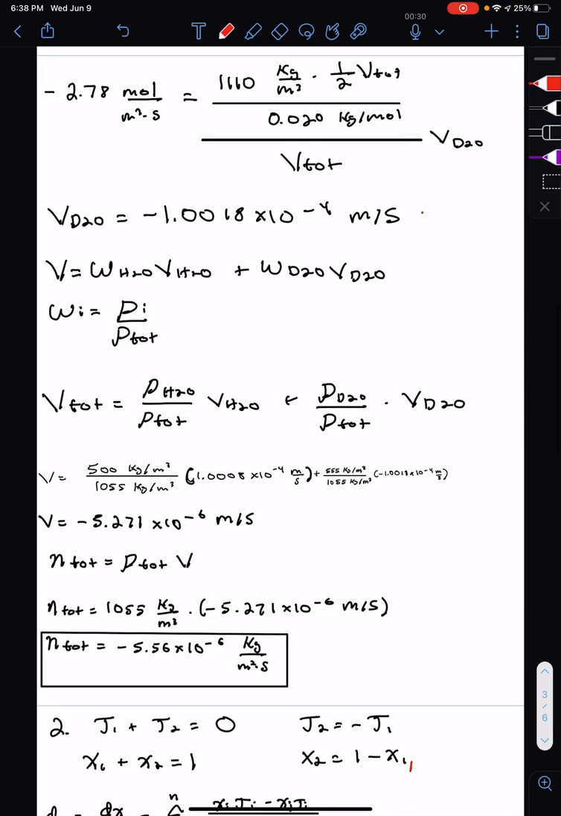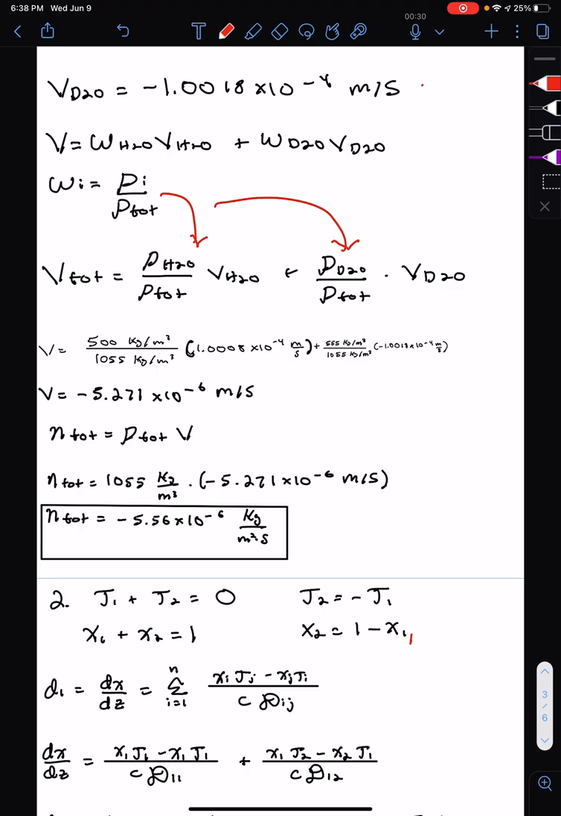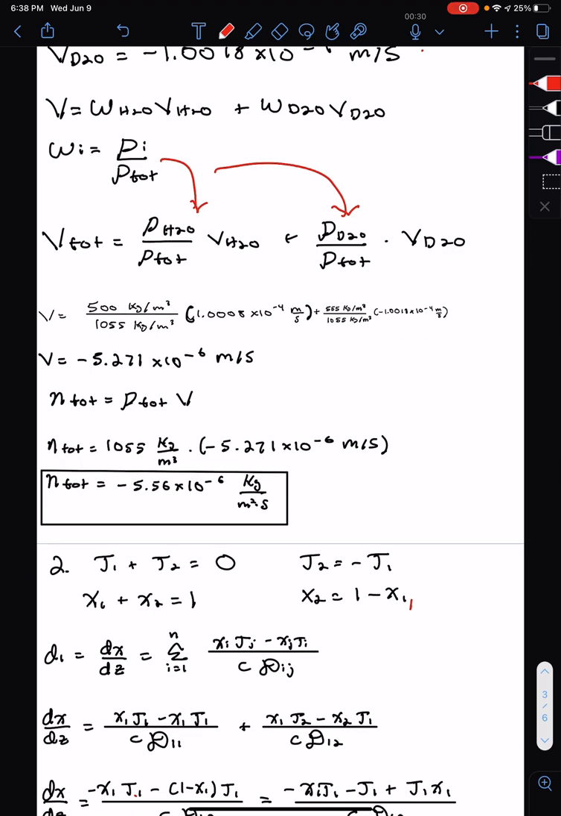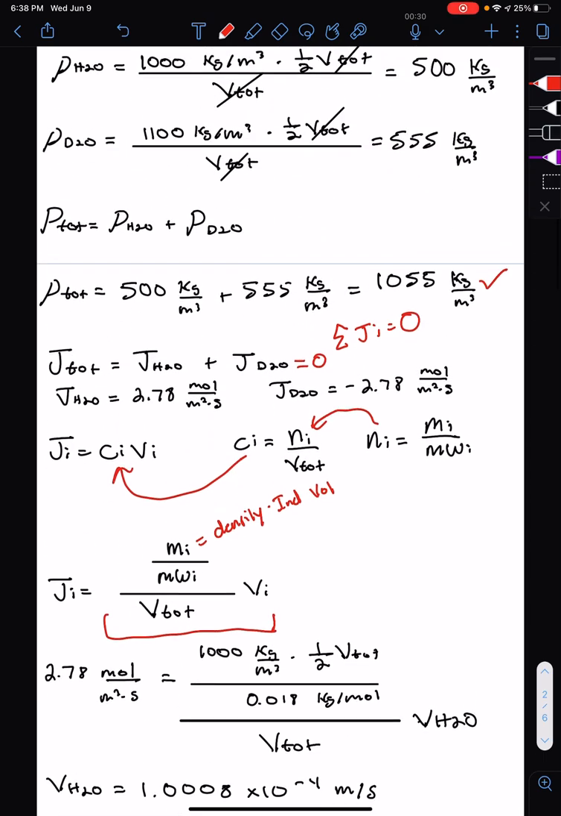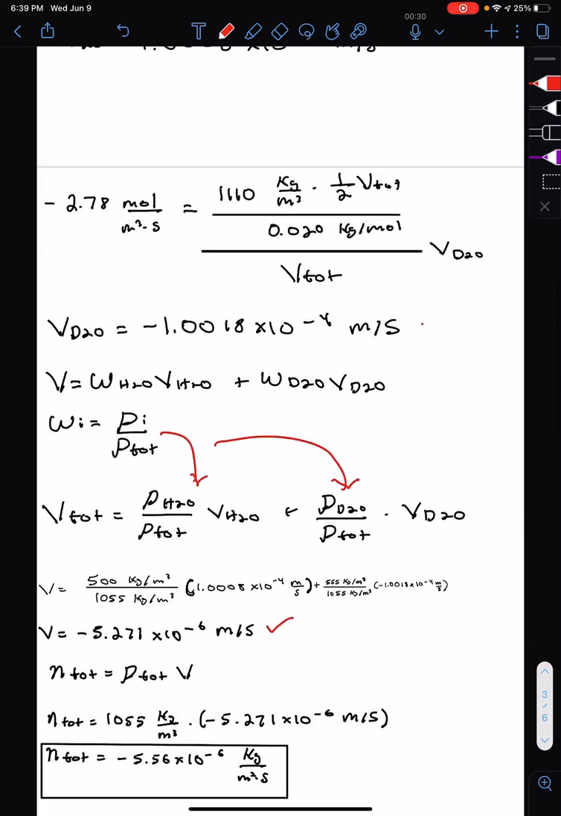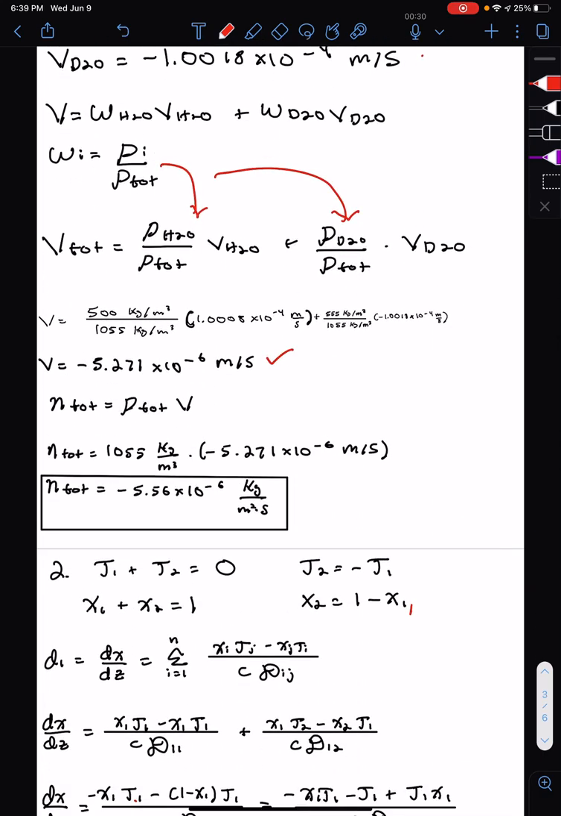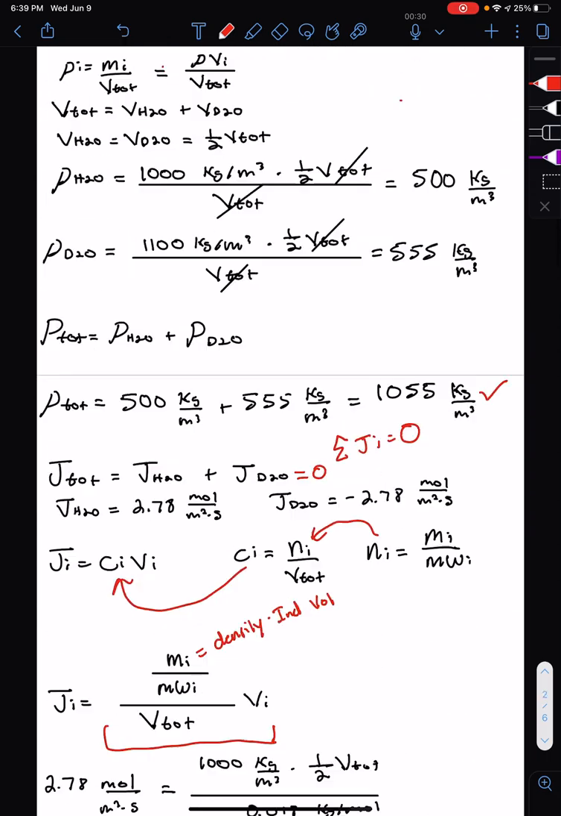So we're gonna plug this into the equation for its respective variables, H2O and D2O, and from there we're able to plug in all the values that we got above and get the mass average velocity of the system. It's perfect. We found the total mass concentration of the system, and we found the mass average velocity. We plug that in and we get the total mass flux, which is negative 5.56 times 10 to the negative 6.